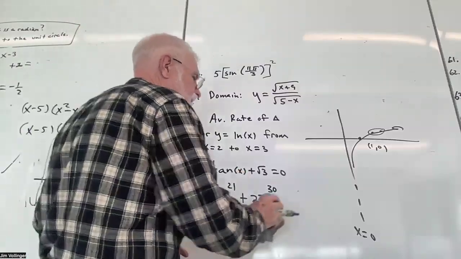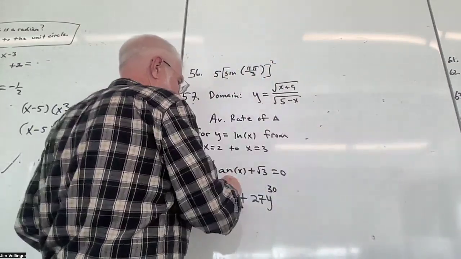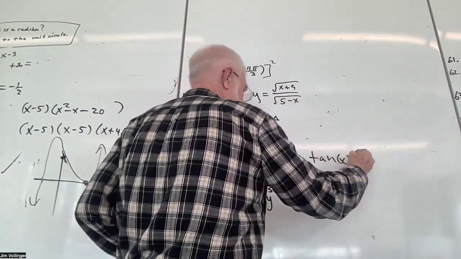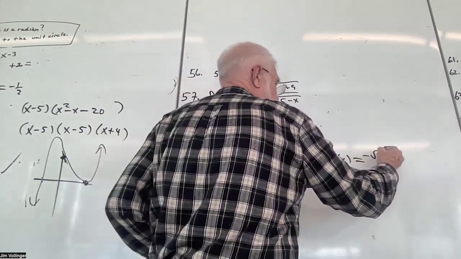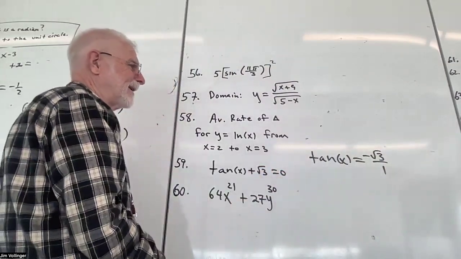Tangent of x plus root 3 equals 0. We're only doing this for the unit circle. So where do we get the tangent of x equaling negative root 3 to 1, moving that over? Where do we get that?